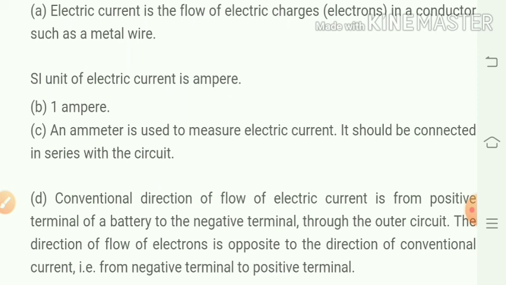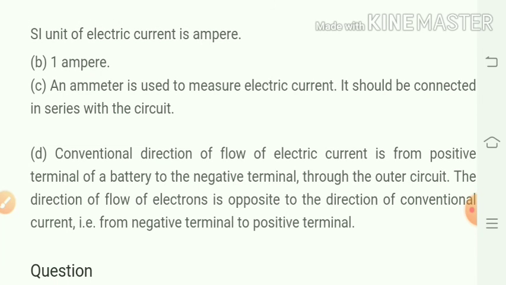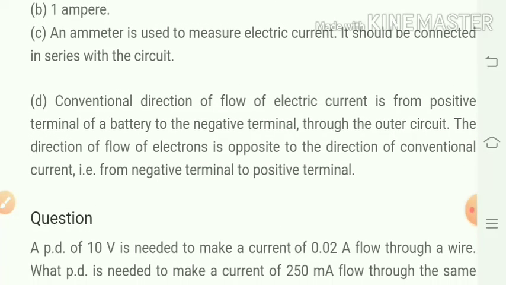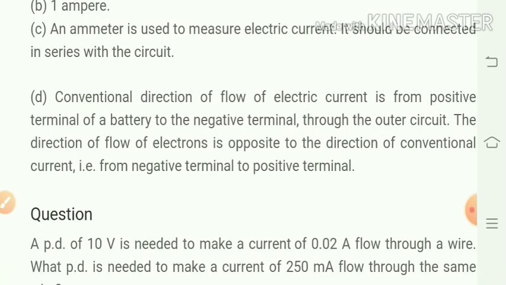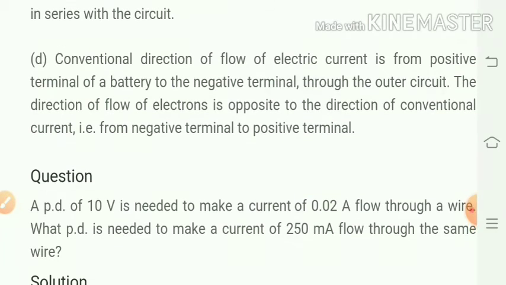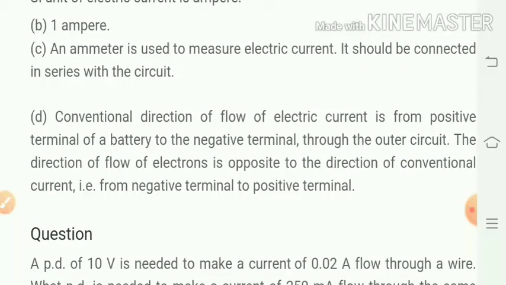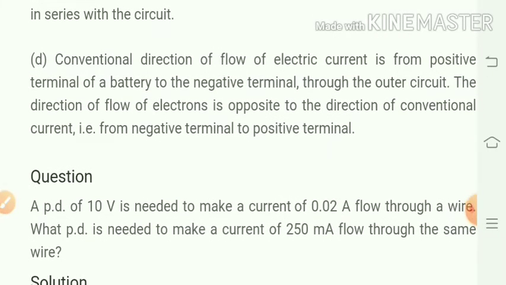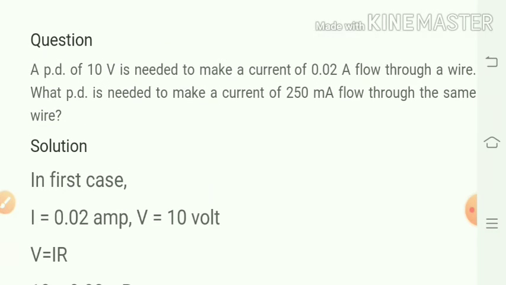When electric current flows through the electric charges in a conductor such as a metal wire, the SI unit of electric current is ampere and an ammeter is used to measure the electric current. It should be connected in series with the circuit, and the conventional direction of the flow of electric current is always from positive to negative terminal.